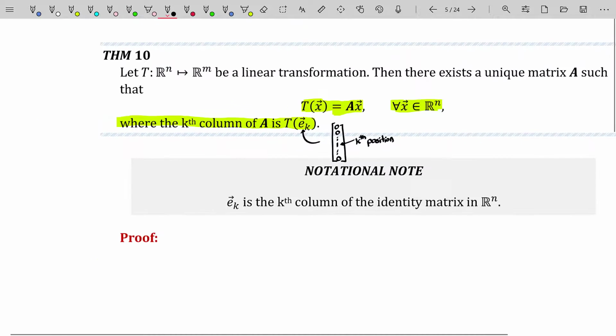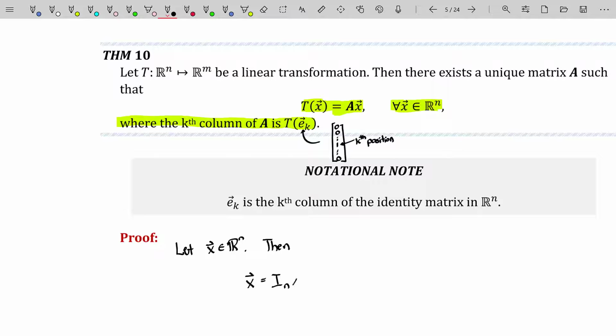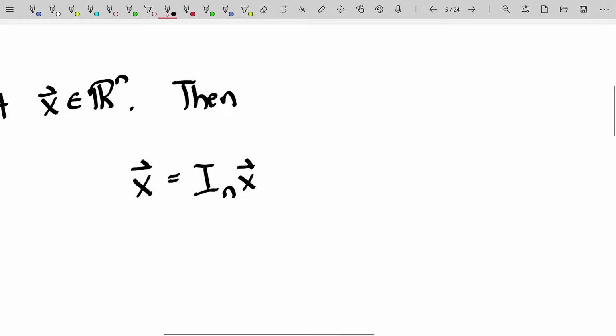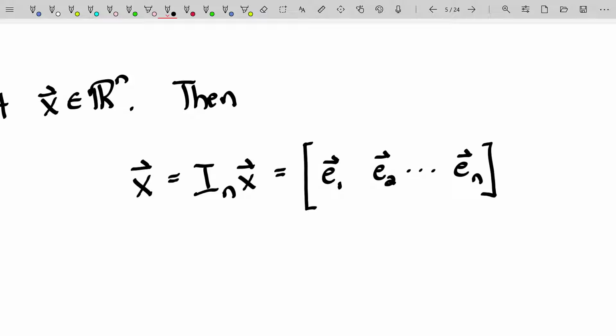Now the proof of this is actually pretty easy. Let x be any vector you want from your domain. So x is in Rn. Then x is the product of the identity matrix with x. It's just like 1 times x. But remember, the identity matrix is a big old matrix, n by n, where the first column is E sub 1, the second column is E sub 2, and so on and so forth until you get to E sub n. And again, we have x right here.